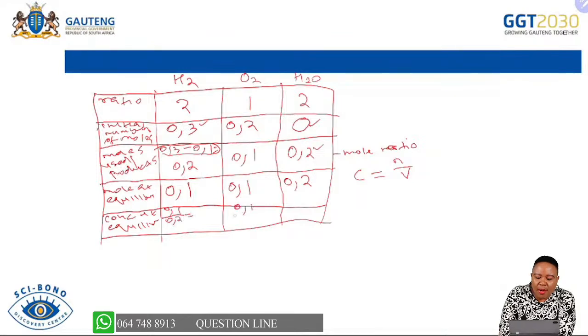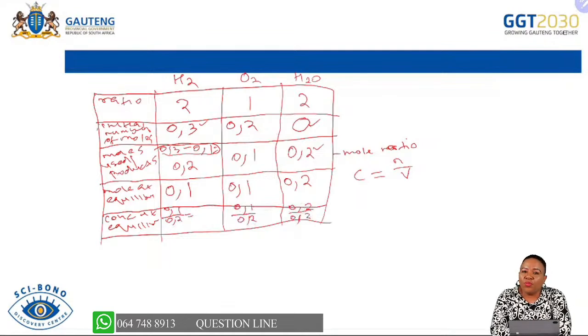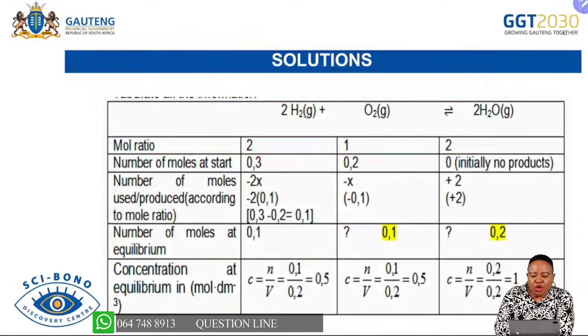Doing this, definitely you will get a mark for dividing by the volume. And then you will get your values at equilibrium, which is going to be 0.1 divided by 0.2, which is 0.5. And then this one is also going to be 0.5. And this one, because it's 0.2 divided by 0.2, is going to be 1.